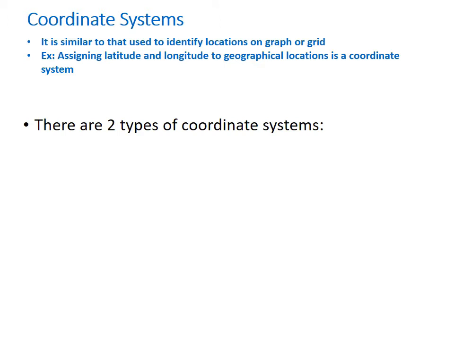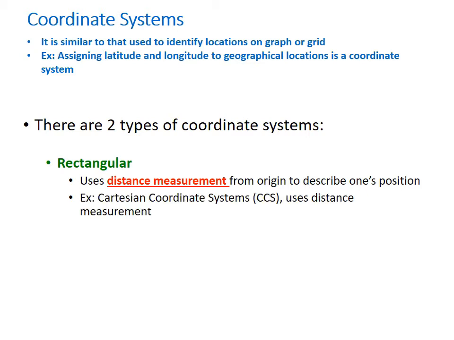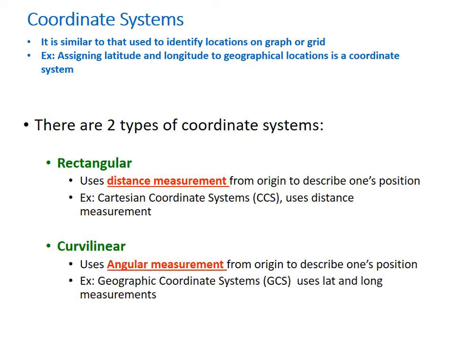Basically, there are two types of coordinate systems on a very broad classification. One is the rectangular coordinate system, which uses the distance measurement from origin to describe one's position. The example for a rectangular coordinate system is a Cartesian coordinate system, which uses distance measurement, whereas the next type of coordinate system is the curvilinear coordinate system, in which it uses the angular measurement from origin to describe one's position. The example for a curvilinear coordinate system is a geographical coordinate system that uses latitude and longitude as its measurement.